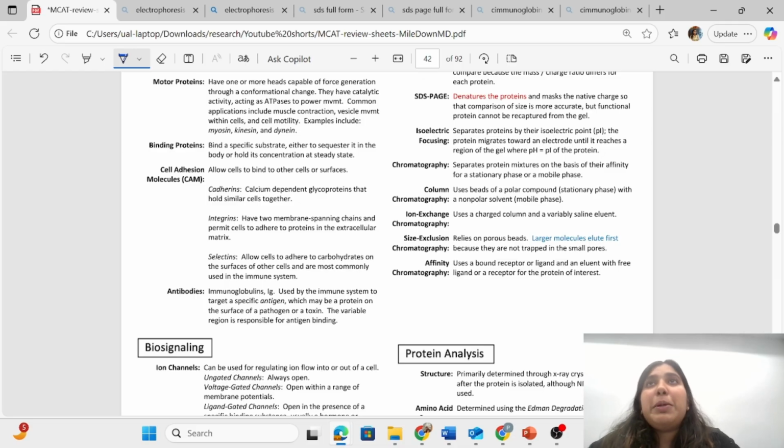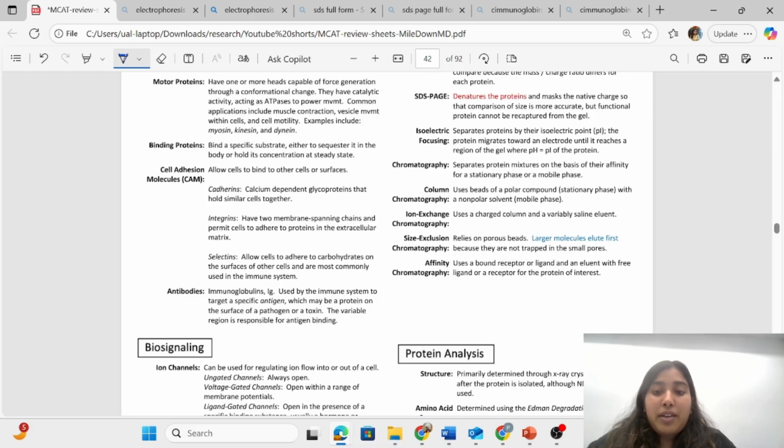Many people think that the larger ones will get stuck and the smaller ones will come out, but that's not true. Beads will have small holes in between, so the smaller proteins that fit in that size will stay and the larger ones will come first. Okay, so larger molecules will elute first and the smaller ones will get stuck in the beads.